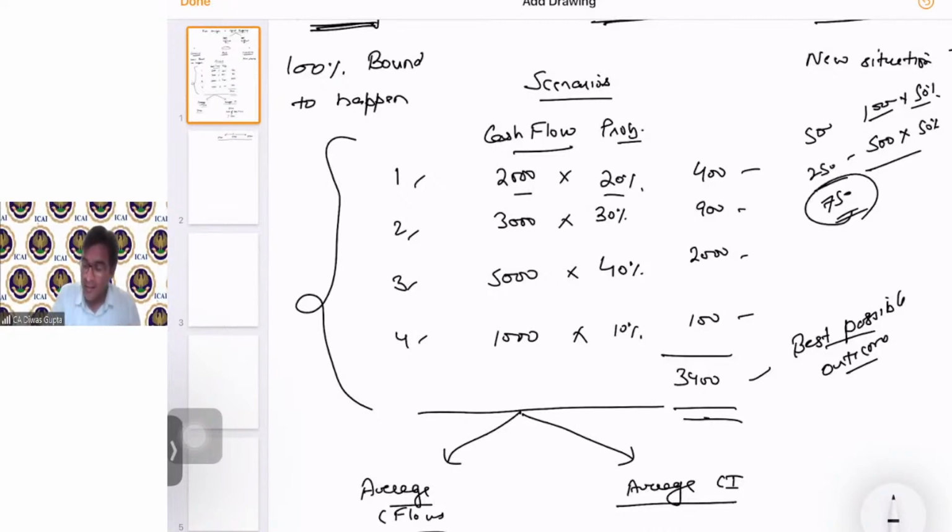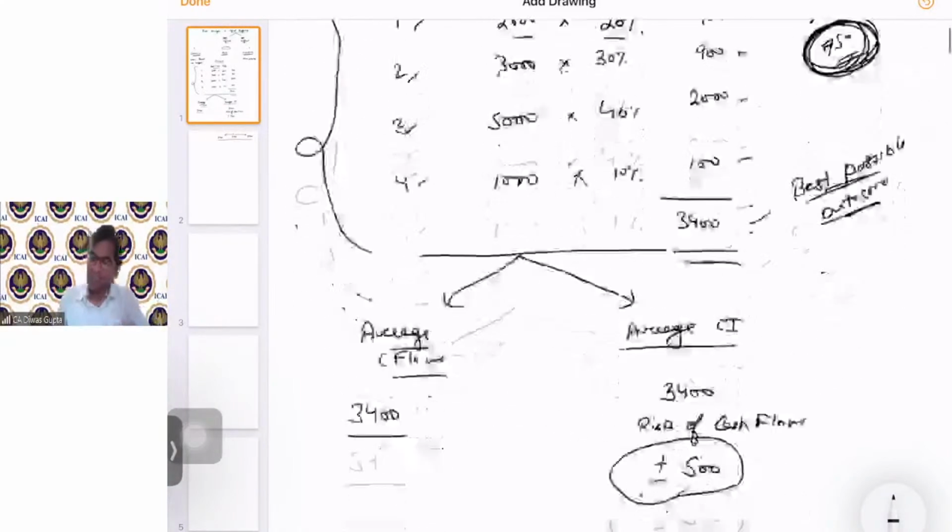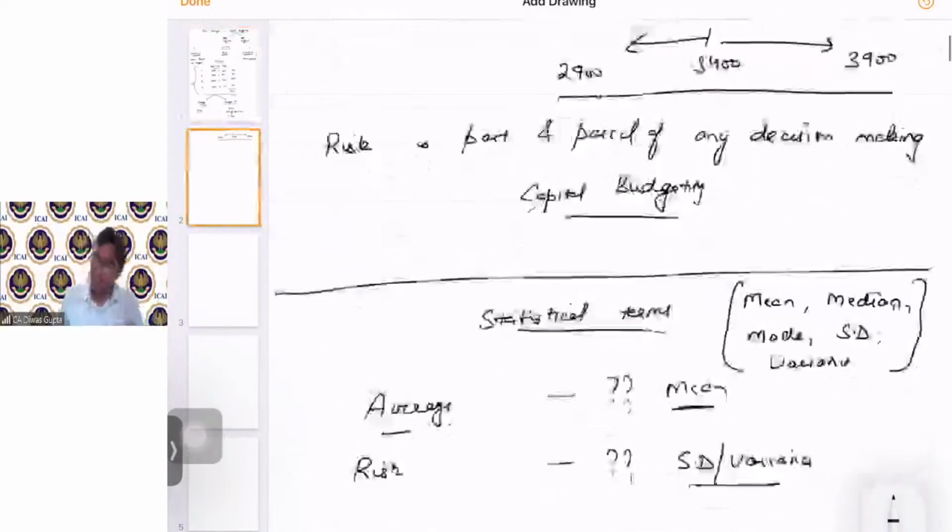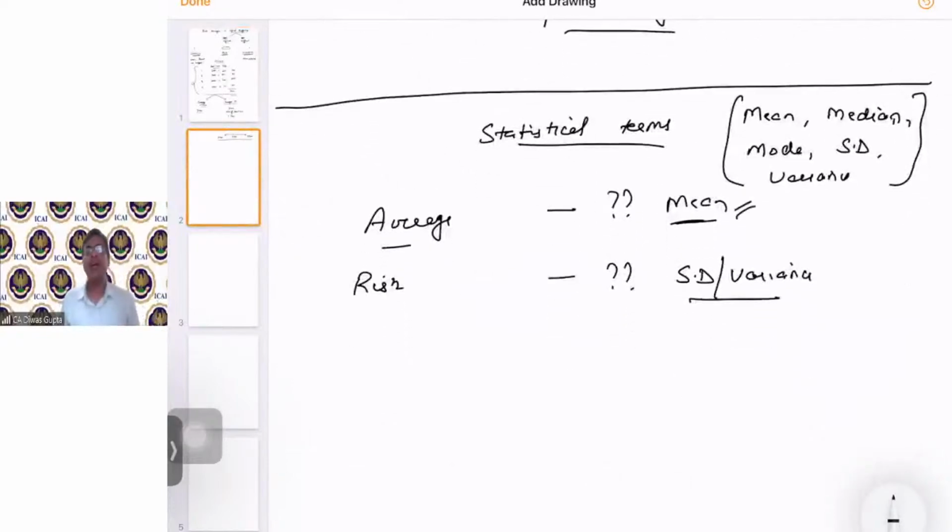Still, this has a risk, because your actual will not be equal to 750, right? That is why we are saying this is a best possible outcome with a caveat of risk. I hope I am able to answer the first part: why we multiply probability and why mean is used as average.